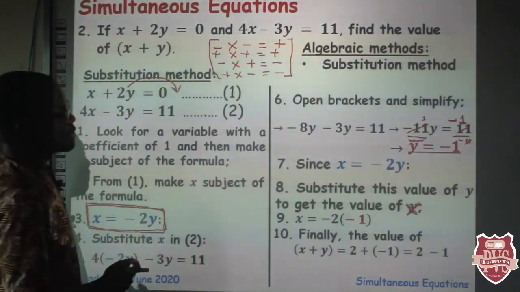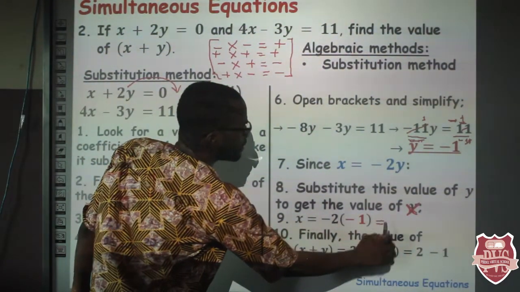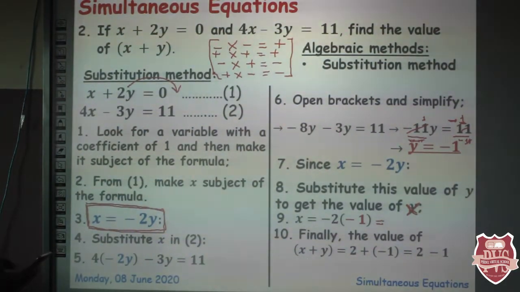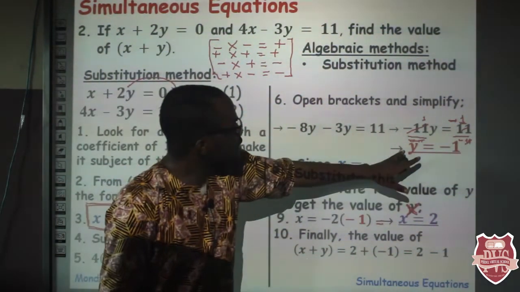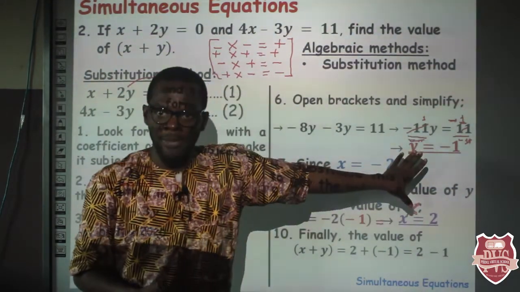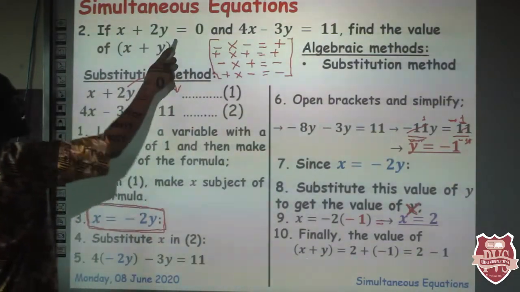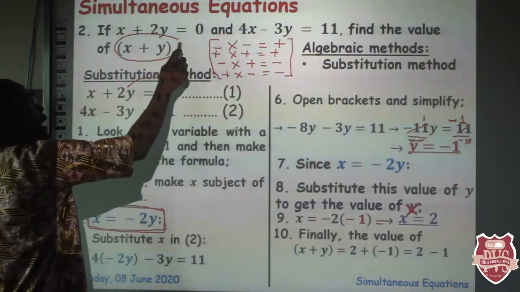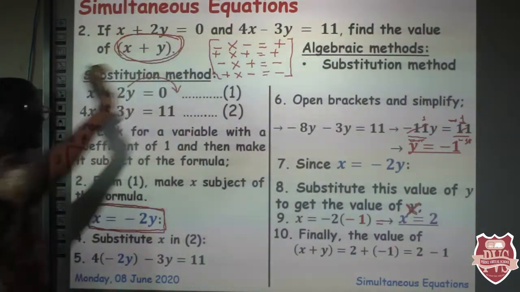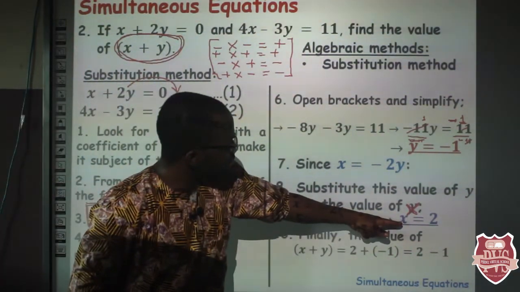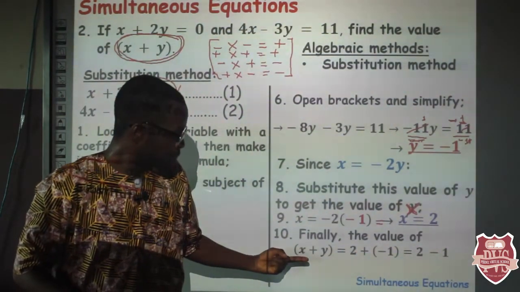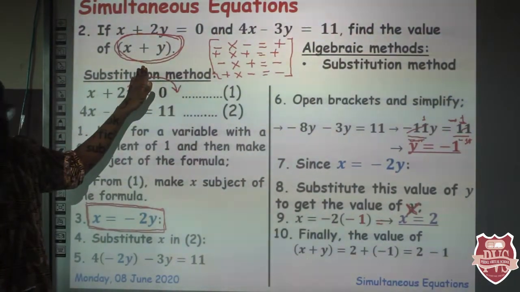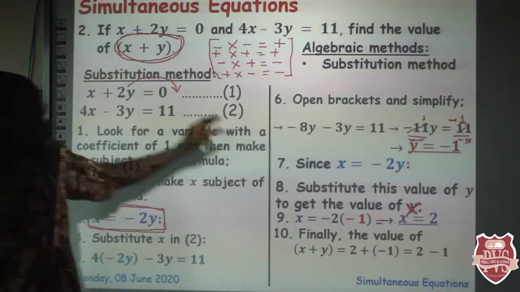So x is equal to 2. But like I said, you don't stop there. Once you have the values of x and y, you don't stop there, because the question says find the value of x plus y. So be careful. If you get to this point, you're not completely done. You still have one vital step, based on the question. The question says find the value of x plus y. So get the value of x plus y.